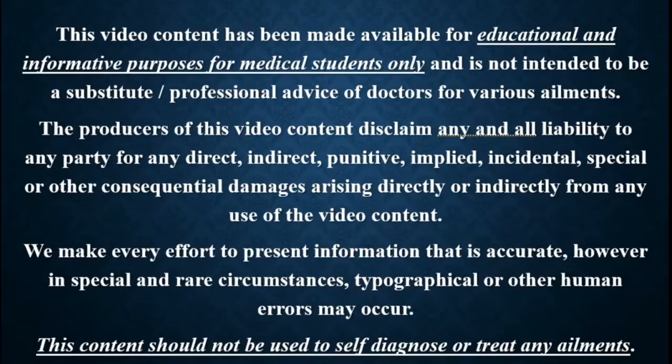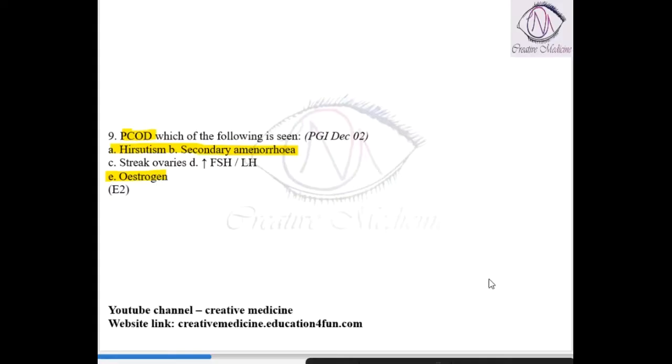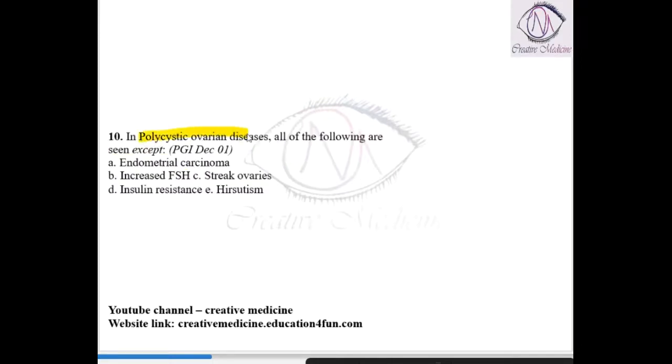In this lecture, we will learn about polycystic ovarian disease. All of the following are seen in polycystic ovarian disease except: increased FSH and streak ovaries. What are seen in polycystic ovarian disease? Endometrial carcinoma, insulin resistance and hirsutism are seen. Increased FSH is not seen; there will be decreased FSH. Streak ovaries are actually seen in Turner syndrome, not in polycystic ovarian disease.